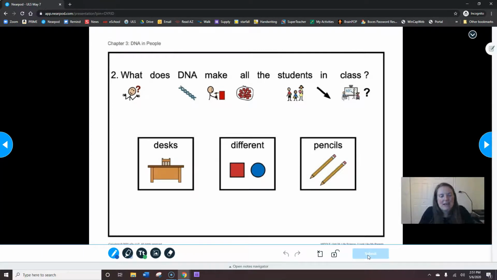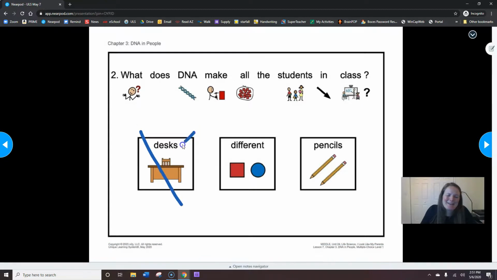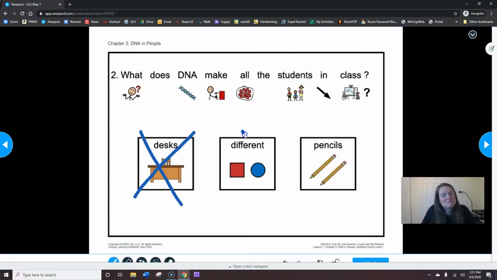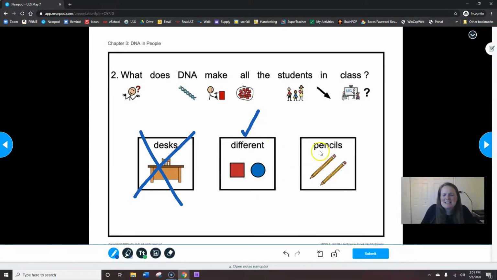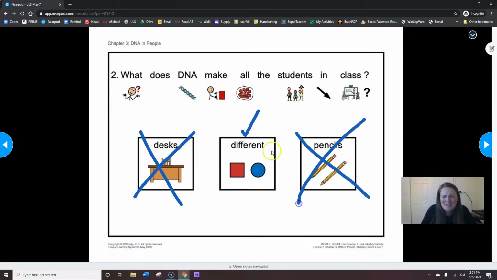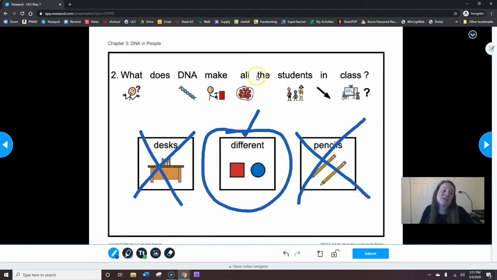What does DNA make all the students in the class? Does DNA make all the students into desks? No, that's crazy. Does DNA make all the students look different? Yes. Does DNA make all the students into pencils? No. DNA makes all the students different. I circled different, you circled different. What does DNA make all the students in class? Different.